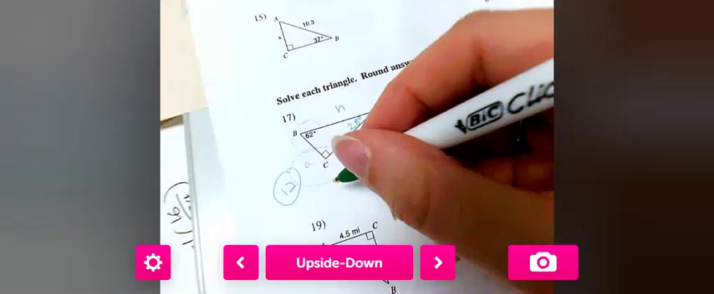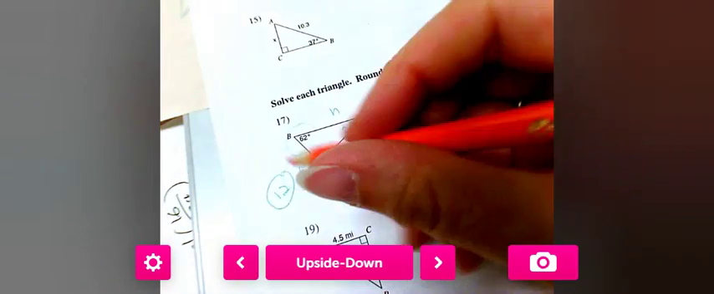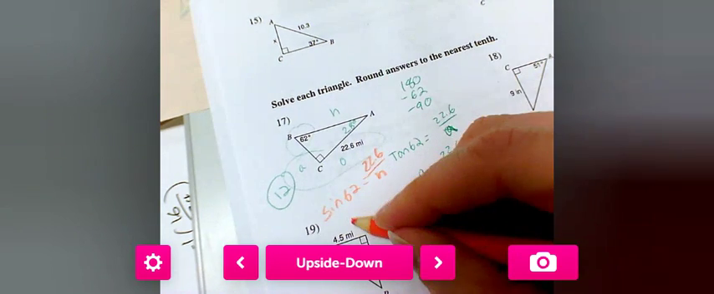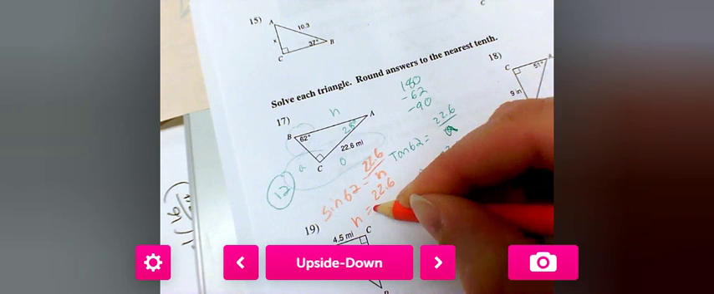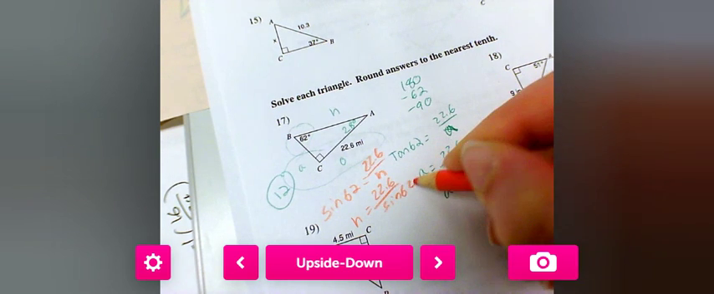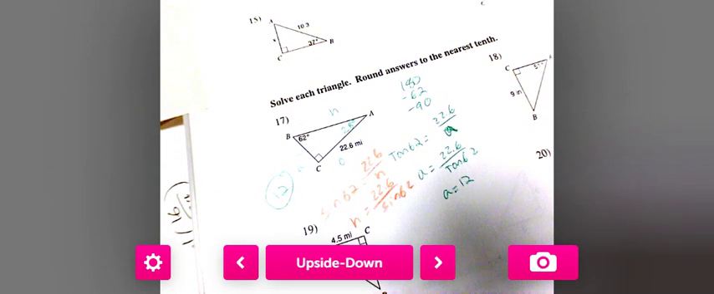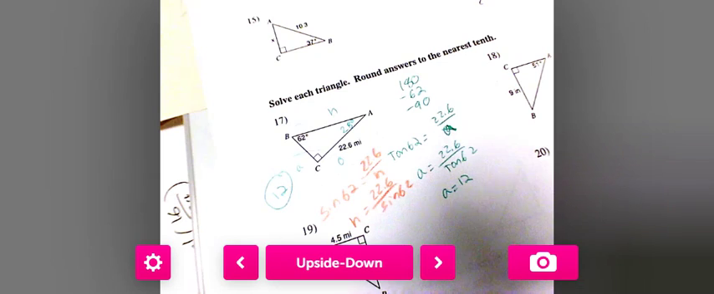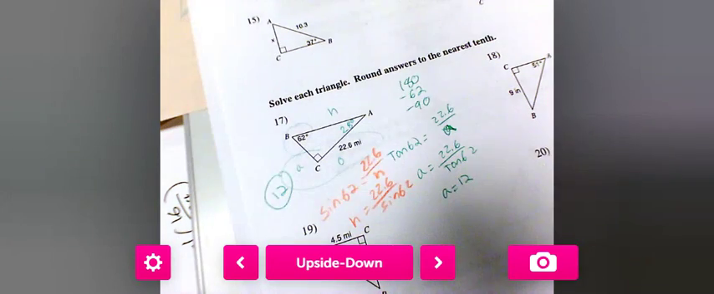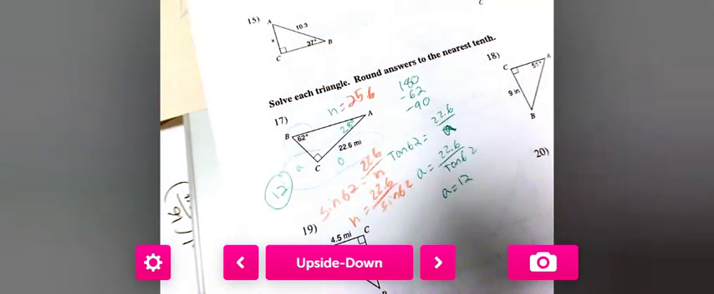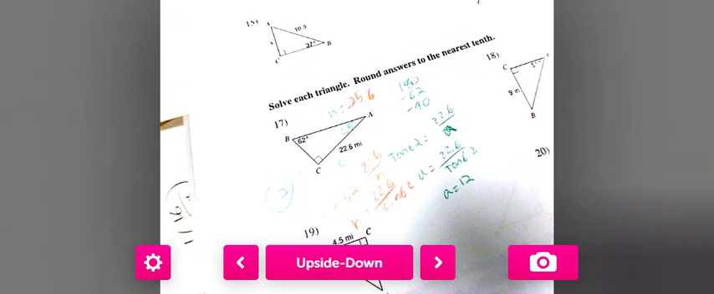Okay, and then to find the hypotenuse, I'm going to do sine of 62 equals the opposite, 22.6 over h. Switch places, h equals 22.6 over sine of 62. So 22.6 divided by sine of 62 gives me 25.6. Okay? Any questions about this?